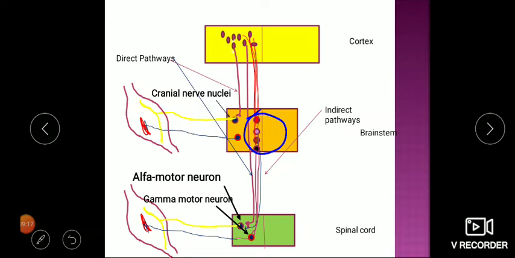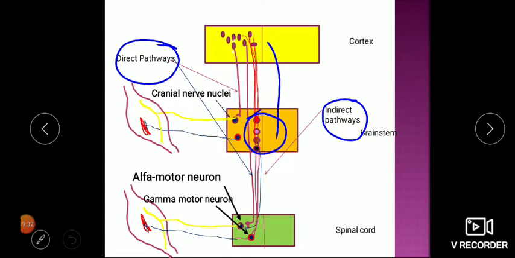So this is one classification of descending tracts. One is direct, the other is indirect. Direct means those ending directly on the lower motor neuron. Indirect means they take a station in between and end on the lower motor neuron after this.